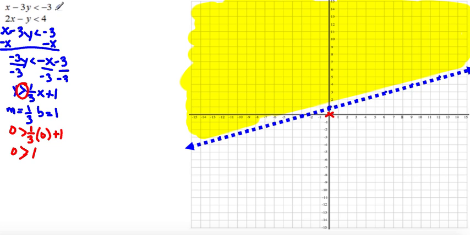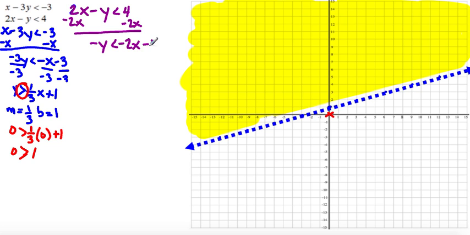Okay, I do the same thing for the second line. I have 2x minus y is less than 4. I have to get in slope-intercept form, so I subtract 2x on both sides. So I have negative y is less than negative 2x plus 4.